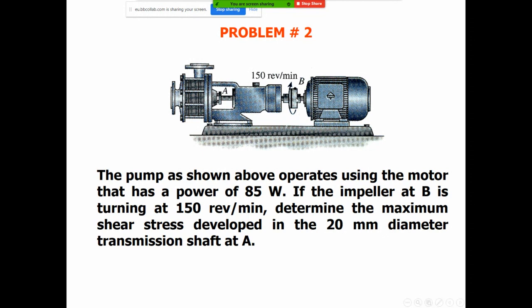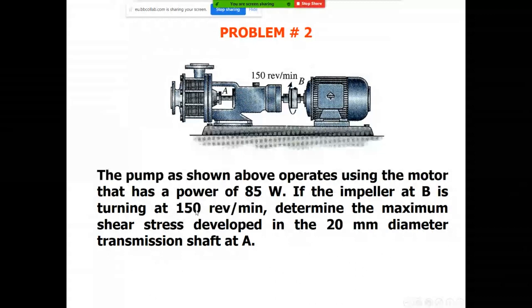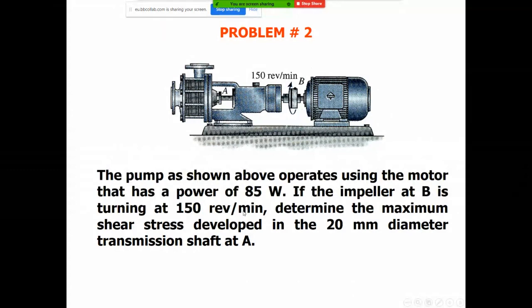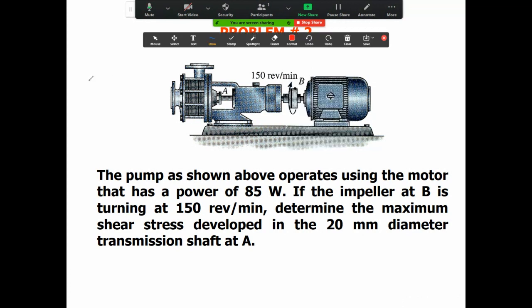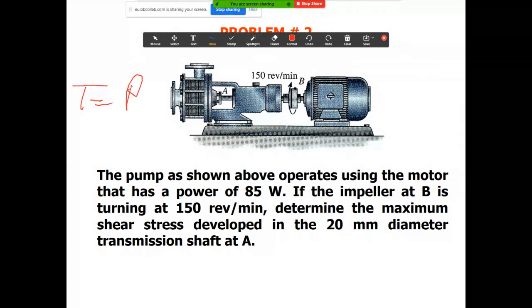If this shaft will transfer a power equal to 85 watt, which is Newton meter per second, and the frequency is 150 revolutions per minute, you have to convert minutes into seconds by dividing by 60. Once you have the power and the frequency, you can find the torque from this equation, which is the power divided by 2 pi times the frequency. Be careful about the units.